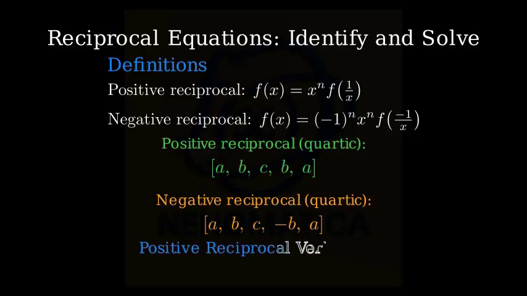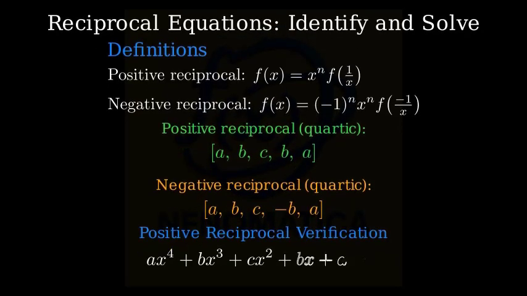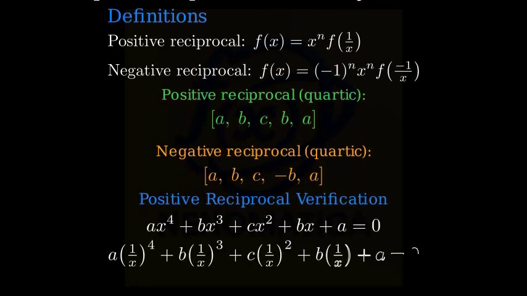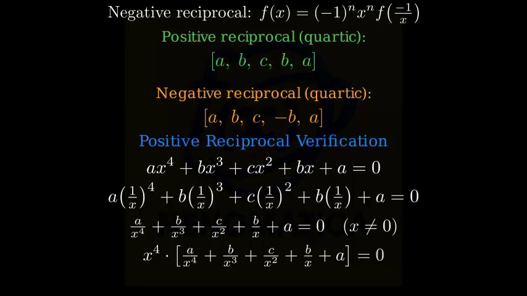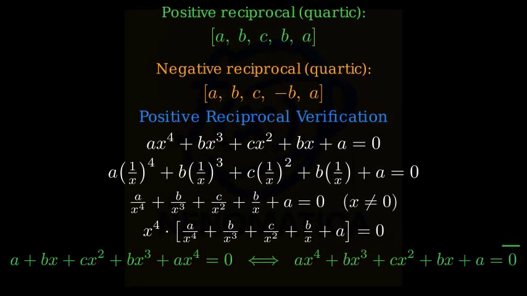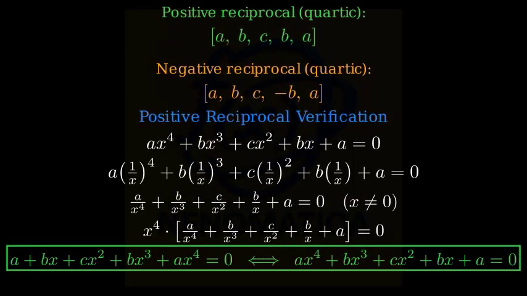Let's verify a classic example of a positive reciprocal equation. Consider ax to the fourth plus bx cubed plus cx squared plus bx plus a equals 0. We will replace x by 1 over x, simplify, and then multiply through by x to the fourth to clear denominators. We should recover the exact original equation.